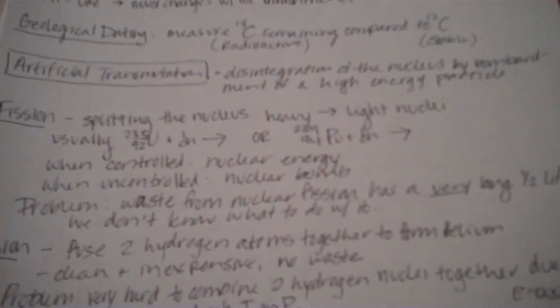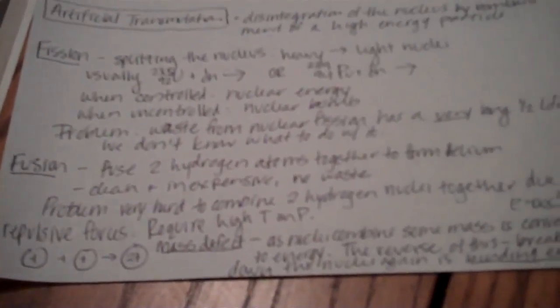So the problem is that the waste from nuclear fission has a really, really long half-life, and we don't really know what to do with it. There's talks about perhaps putting it in the Yucca Mountains in Nevada, so digging deep into a dry, mountainous area and putting it in appropriate containers there. But there's some debate over whether that's good or not.